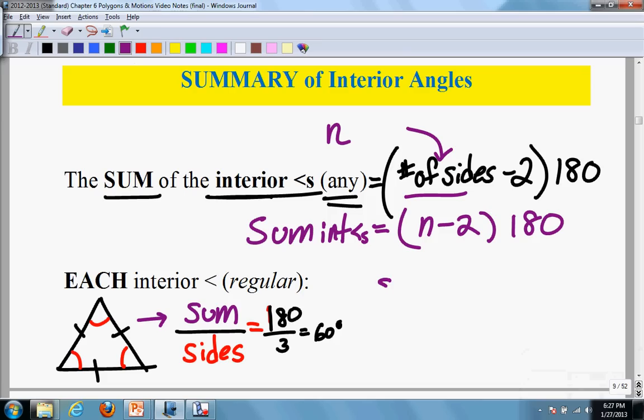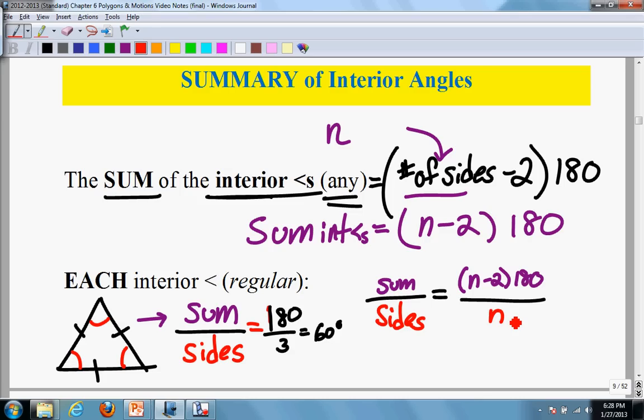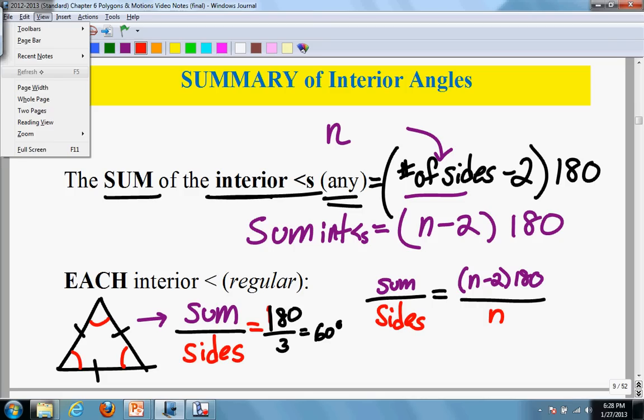To give a more formula-based version, it's going to look like this. The sum is the number of sides minus 2 times 180, divided by the same number of sides. Number of sides minus 2 times 180, divided by n. That's for interior angles. Now, exterior angles are actually a little bit more simplistic.